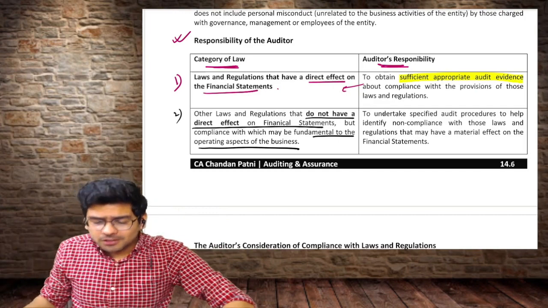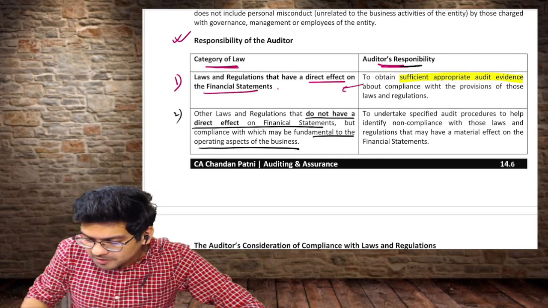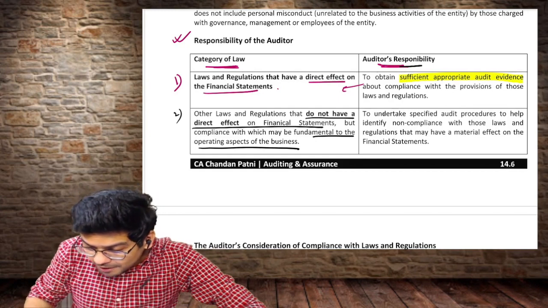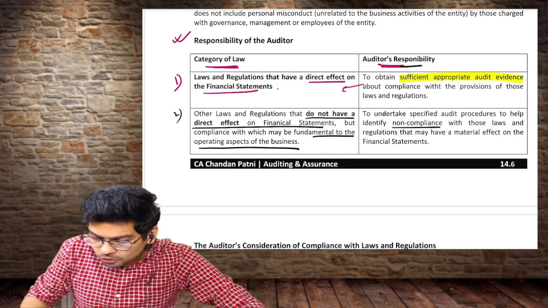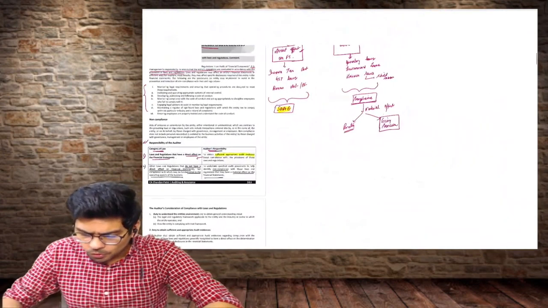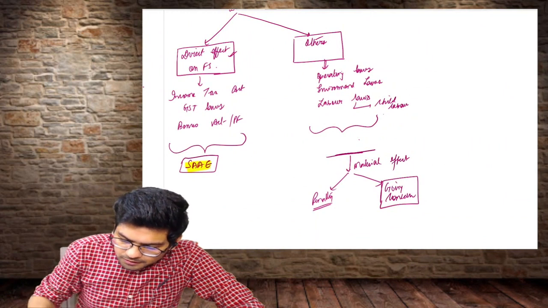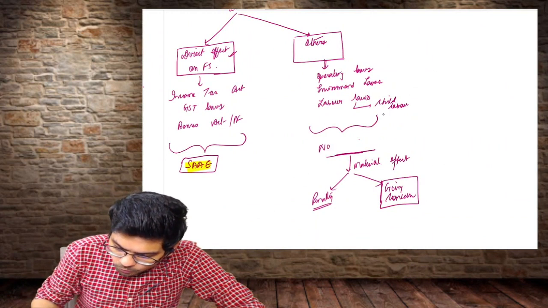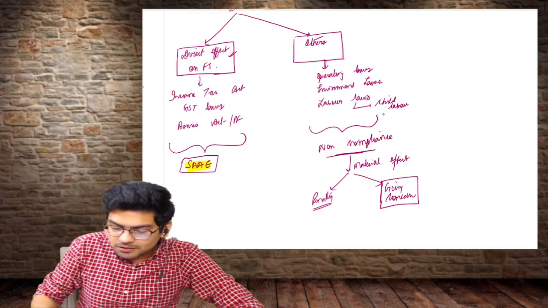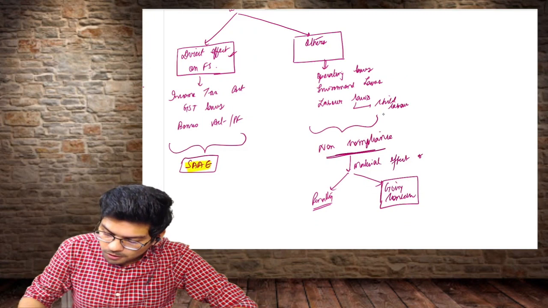So when we talk about other laws, what is the responsibility of the auditor? He needs to undertake specified audit procedures. He needs to apply some procedures to help identify non-compliance with those laws and regulations that may have a material effect on the financial statements. If you want to copy this, I'd better write here that the auditor will be concerned only with non-compliance which can have a material effect on financial statements.